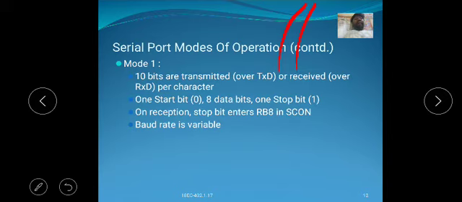One start bit 0, 8 data bits, 1 stop bit. On reception, the stop bit enters RB8 in SCON. The baud rate is variable.